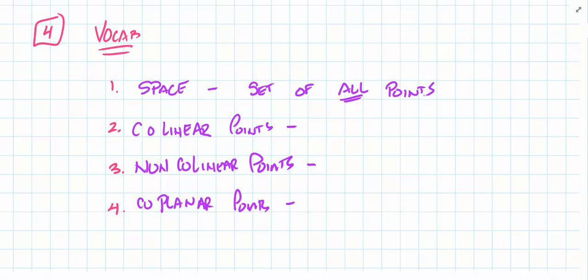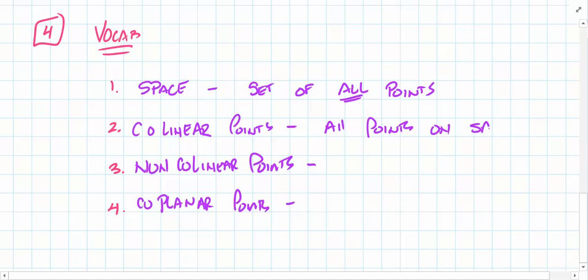All right, collinear points. What do you think collinear means? Put the two words together, collinear. They're like two points that are in one. Yeah, exactly. So this is all points on the same line. Collinear points means points that are on the same line. There could be 2, 3, 4. How many points could there be in collinear points? There's an infinite amount, right? They're all the points on the same line.